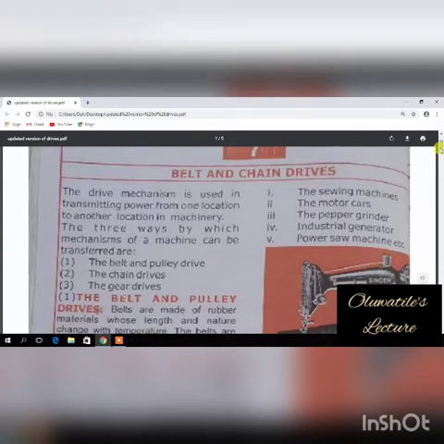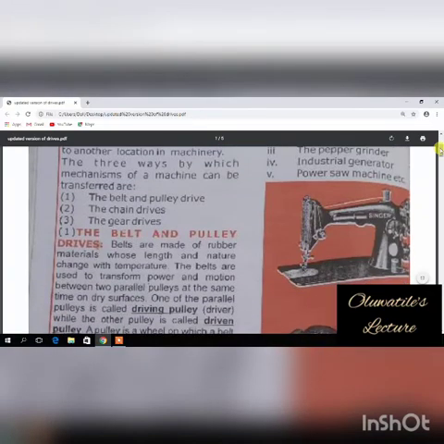The three ways by which a mechanism of a machine can be transferred are the belt and pulley drive, the chain drive, and the gear drive. What we are trying to say here is that we have three ways by which we can transmit power from one location to another in a machine. The first one we'll be looking at is the belt and pulley drive.